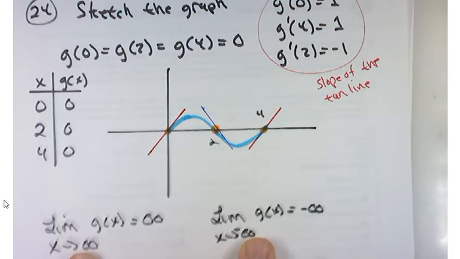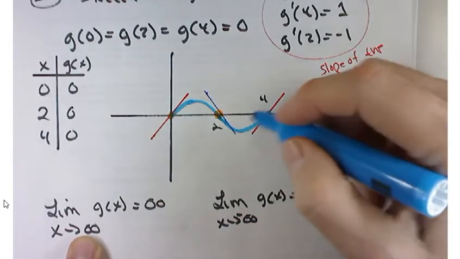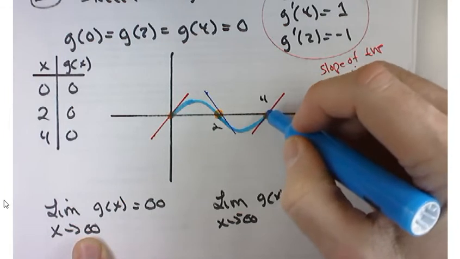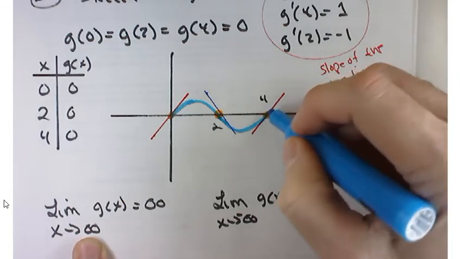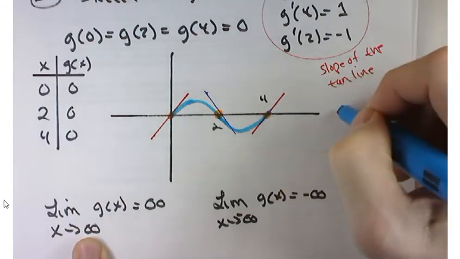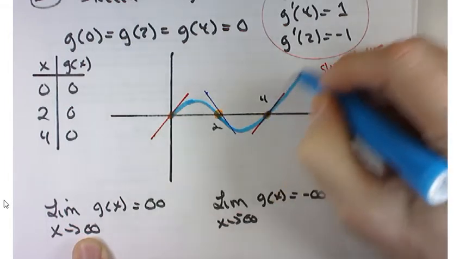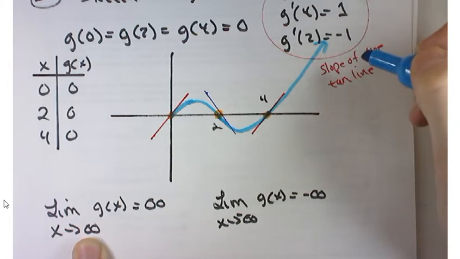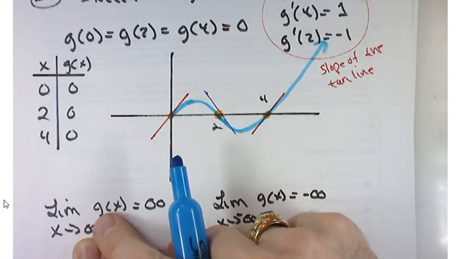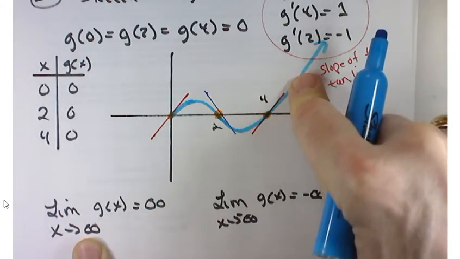Now let's take a look at this part right here. Where should I draw the line after I cross x equals 4? Should I settle out towards 0? Should I go down to negative infinity? What should I do? Keep going up. This is going towards positive infinity, right? That's what this is saying. The limit is positive infinity.